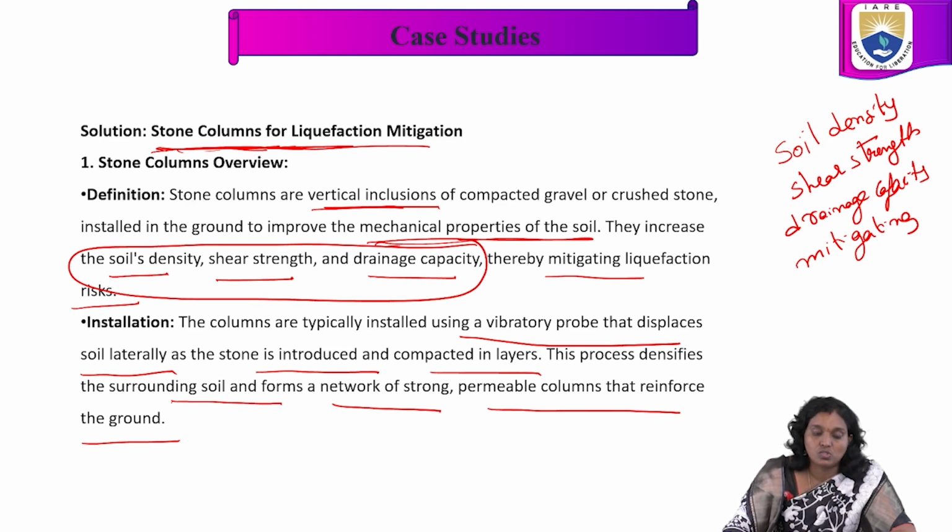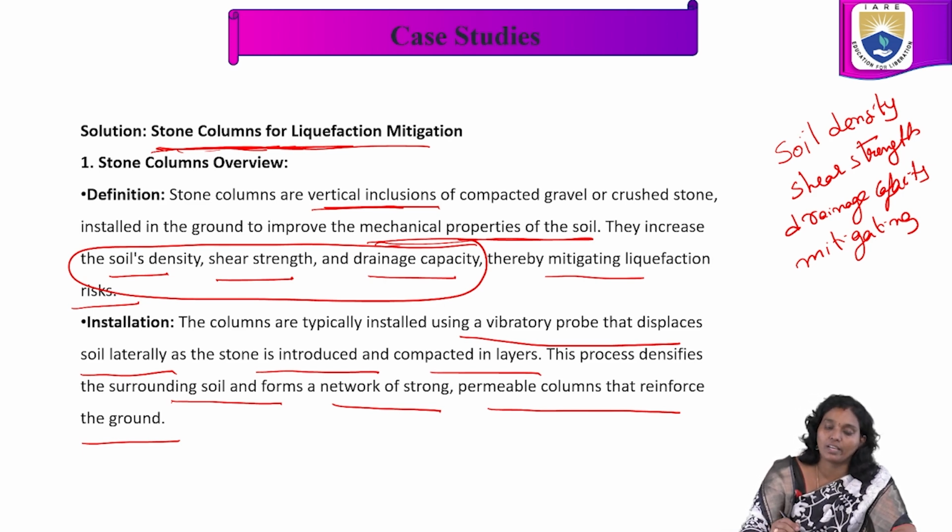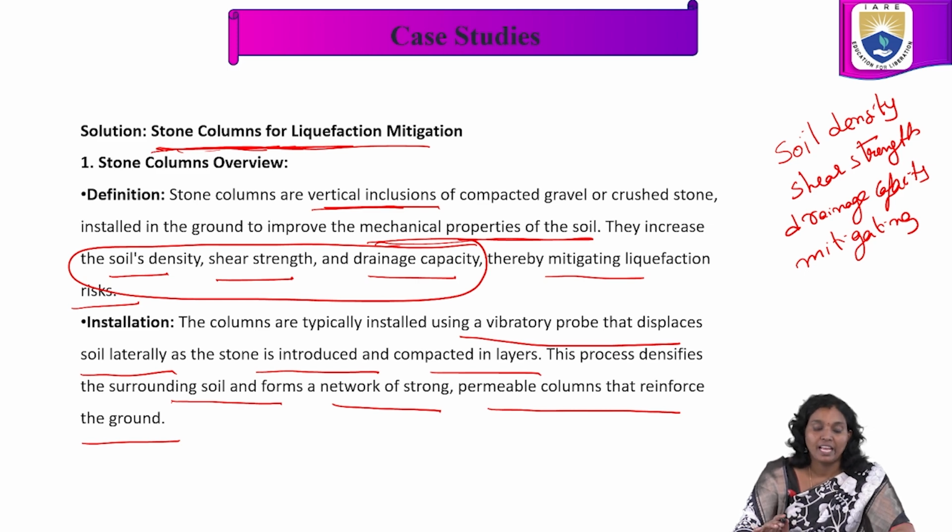So here, stone columns are vertical inclusions of compacted gravel or crushed stone installed into the ground to improve the mechanical properties of the soil. They improve some of the properties of the soil, those are soil density, shear strength, and drainage capacity. They may also mitigate liquefaction risks.